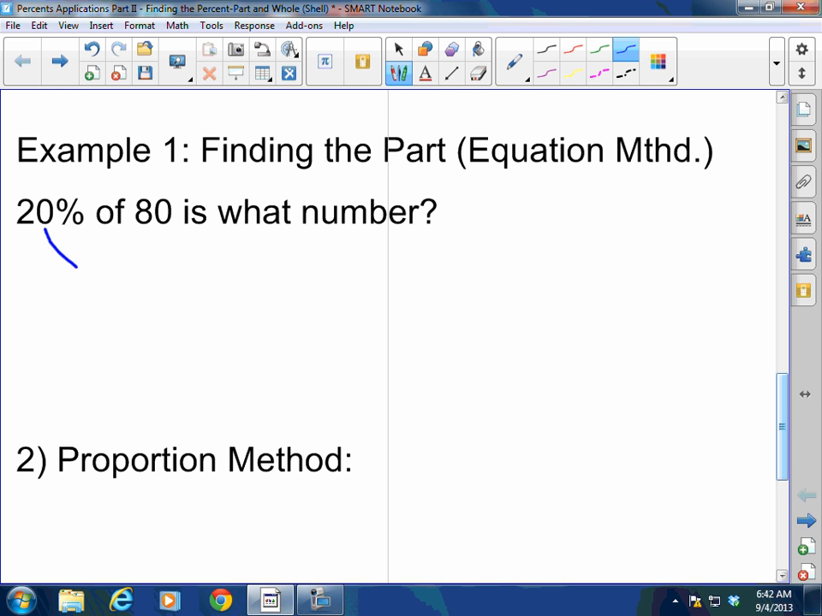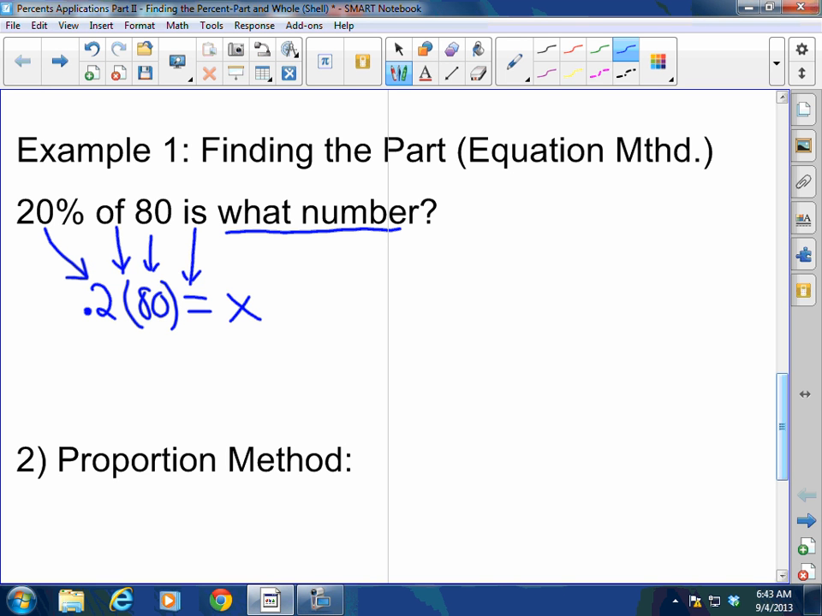So 20%. You can't work with percent, so you have to convert that to a decimal, 2 places to the left. So 20% is 0.2. Of means times, so I'm going to use parentheses to denote multiplication. 20% of 80, plug in the 80, is means equals what number? There's your variable.